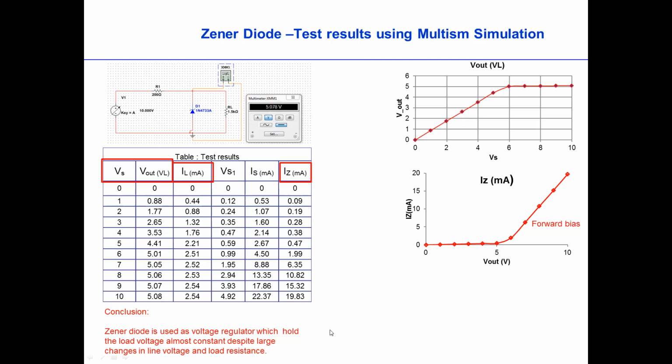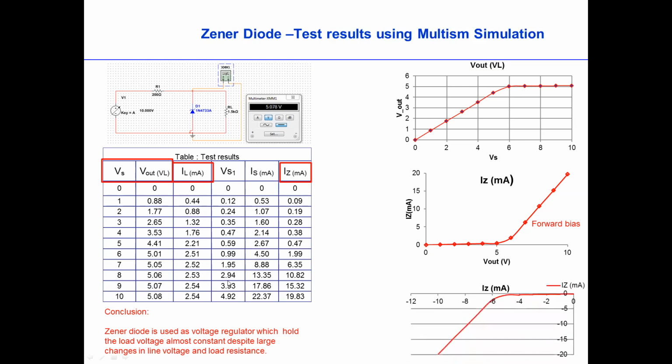So it holds the load voltage almost constant despite large changes in the line current and load resistance. Despite us increasing the input voltage, the output voltage of the Zener diode stays constant at 5 volts. And this is on the reverse side. What we were saying is that it can break through the reverse bias when the voltage increases beyond the specified Zener voltage. If you see here, it's similar on the negative side, the reverse bias.